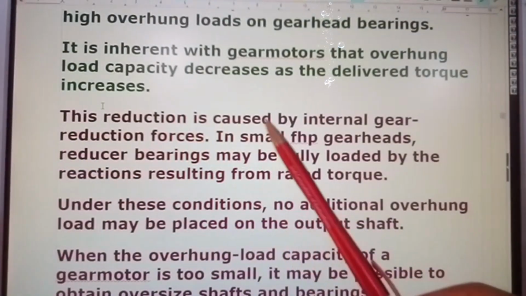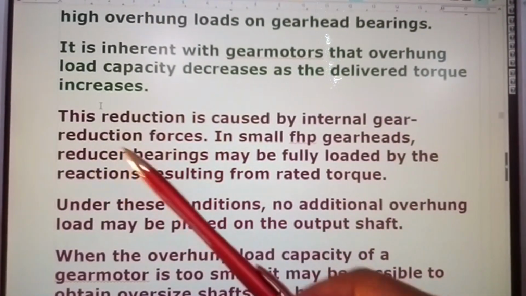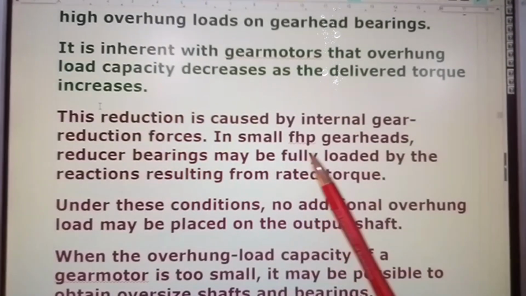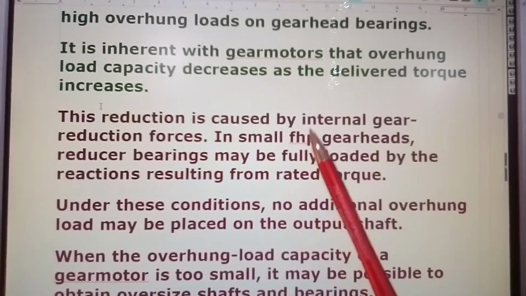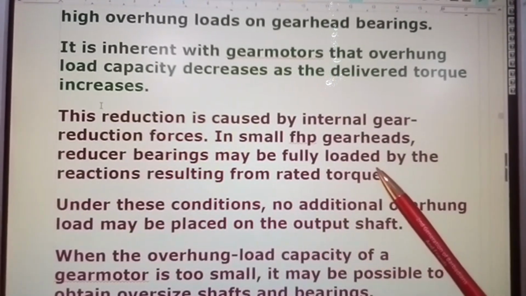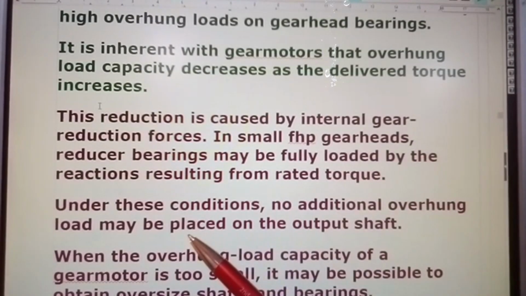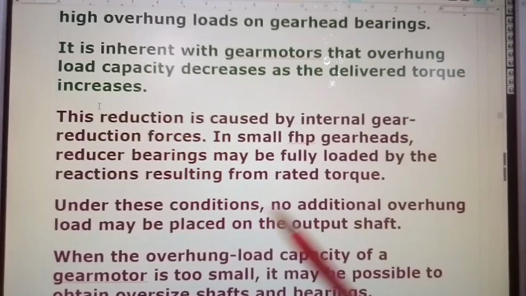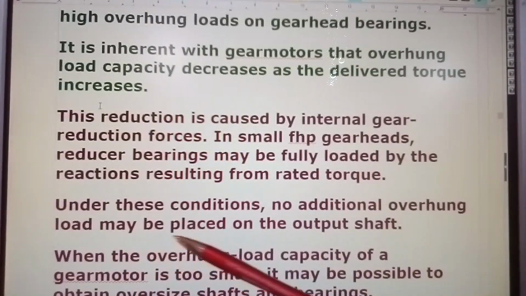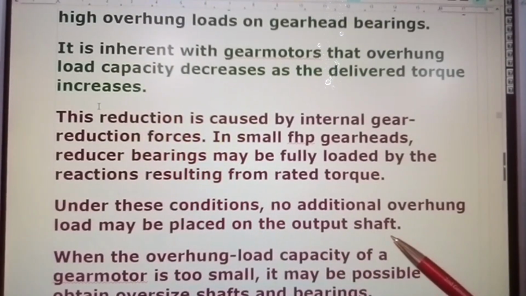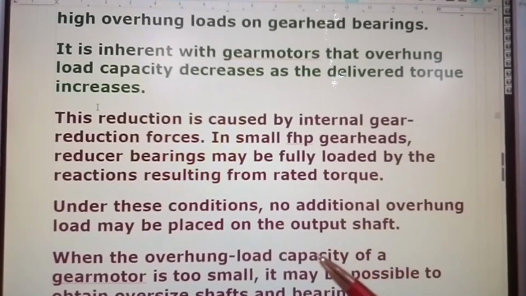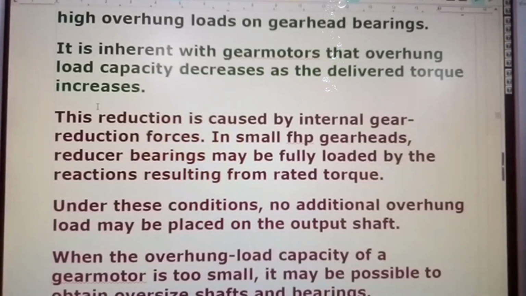This reduction is caused by internal gear reduction forces. In small horsepower geared heads, or FHP gearheads, reducer bearings may be fully loaded by the reactions resulting from weighted torque. Under these conditions, no additional overhang load may be placed on the output shaft, because this will cause damage to your motor and will give the motor the impression that it's driving an excessive load.